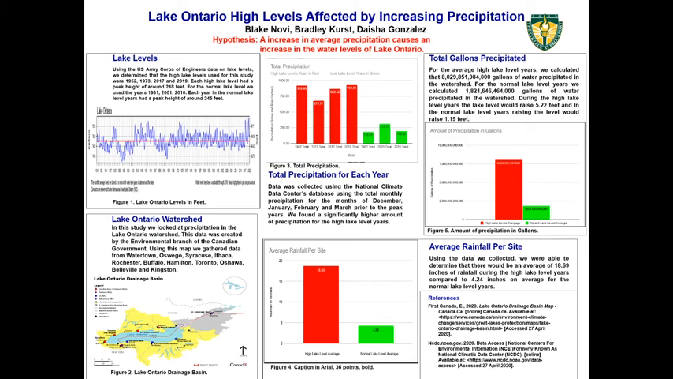That is a significant difference, and it is very possible that the cause of these high lake levels is due to the extremely higher amount of precipitation and the amount of gallons that are going to be reaching the lake.